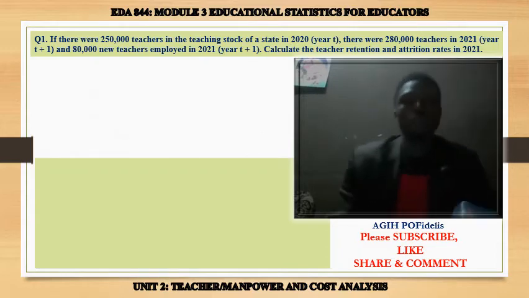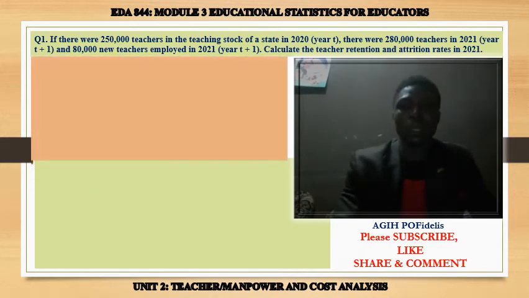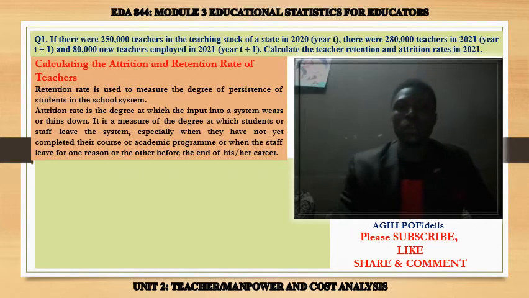Quite simple, but before we move on, let us look at what we did before on retention and attrition rates. Retention rate is used to measure the degree of persistence of students or teachers in the school system. It is the rate of return of students or the teachers to the school system at the beginning of a new academic session in pursuance of their course or their career.